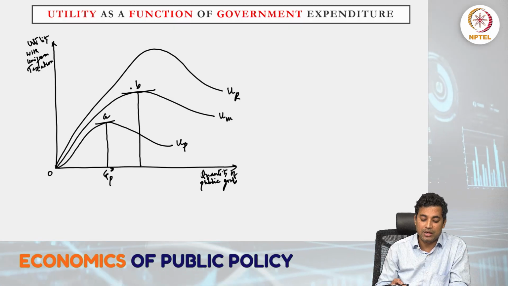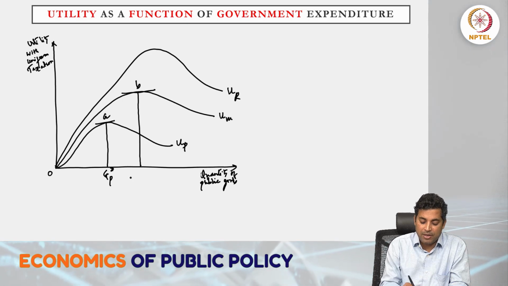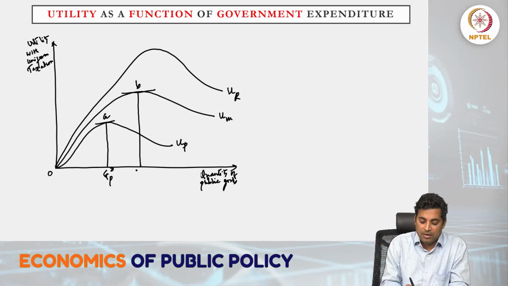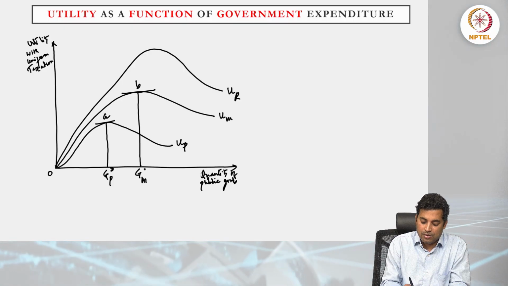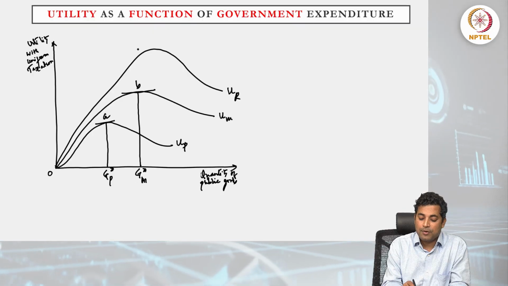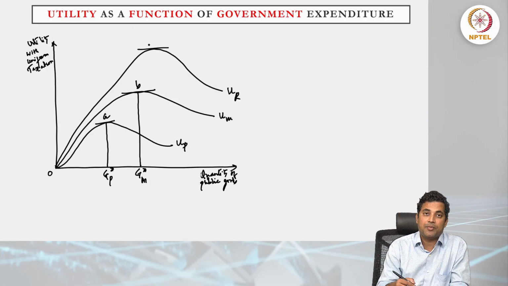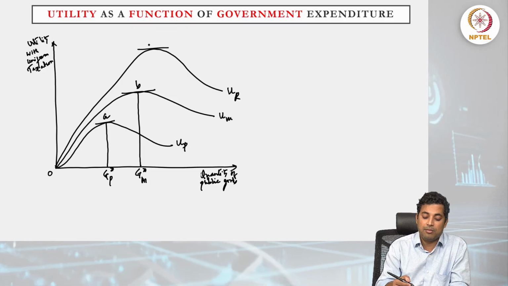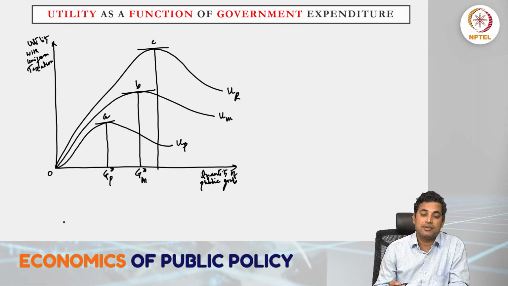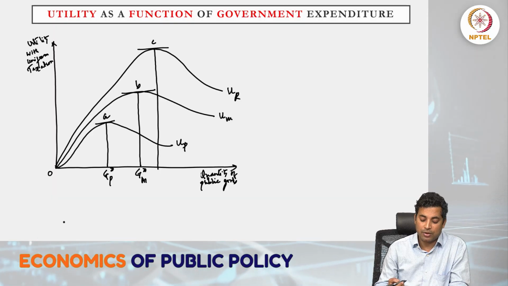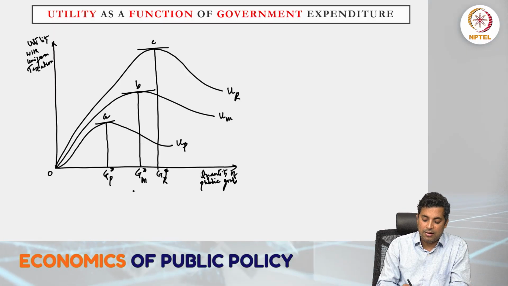For the middle income group, utility reaches the maximum at B, and corresponding to equilibrium point B, the middle income group's consumption of the public goods will be at OG star M. For the rich person or high income group, the rich person will reach the maximum utility at point, say, C, and corresponding to point C, the rich person's total quantity of the public goods will be G star R.